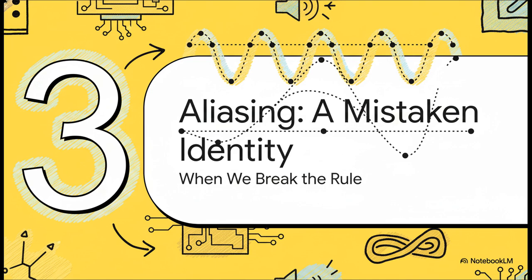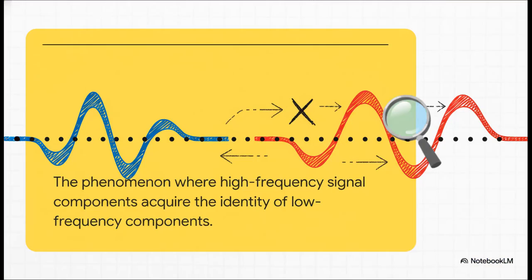So what happens when we break that rule? If we sample too slowly, we get this really destructive effect called aliasing. It's basically like your digital signal gets a mistaken identity. What happens with aliasing is your sampling rate is just too slow to catch the fast ups and downs of a high-frequency signal. And because of that, those high frequencies get disguised as lower frequencies in your data. And this isn't just a tiny error, it's a fundamental corruption of your information that you often can't fix.